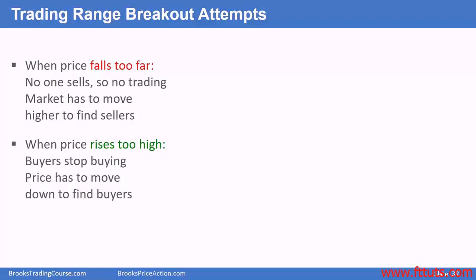As I said, when price falls too far, no one's going to sell, so there's no trading. So the market has to move higher to find sellers. If it goes too high, buyers are not going to buy. And the market has to go back down to find buyers. It's always in search of the price range where trading is going to be maximum. It wants the maximum number of traders taking trades. It wants the maximum number of trades taking place. It wants the maximum number of contracts traded.